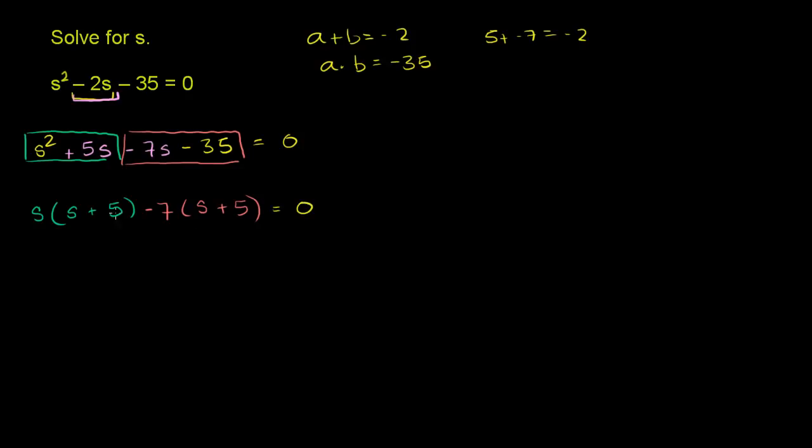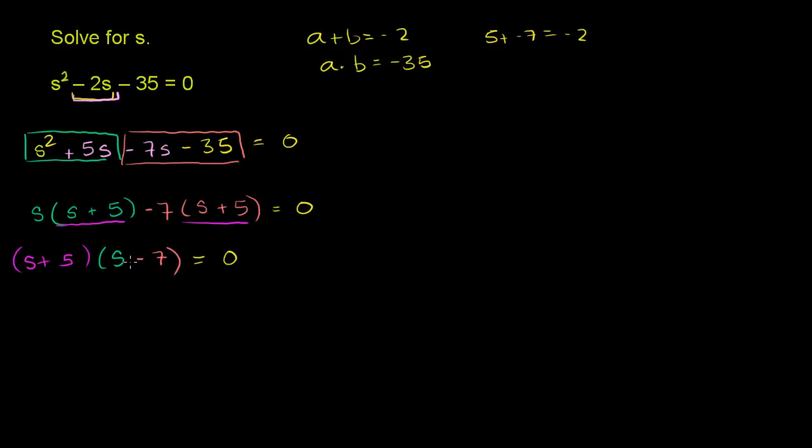Now, we have two terms here where both of them have s plus 5 as a factor. So we can factor that out. So you have s plus 5 times this s, right? s plus 5 times s would give you this term. And then you have minus that 7 right there. I undistributed the s plus 5. And then this is going to be equal to 0.